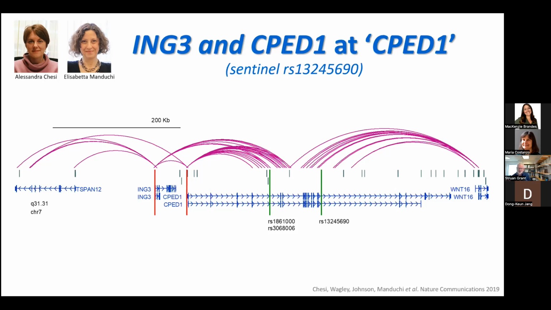But staying with the CPED1 locus, the green bar you see on the right, ending with the SNP, that's the top SNP, the sentinel SNP for us with the kids. It's not open and it's not looping to a gene promoter, whereas two SNPs in very close proximity to each other, so close they're in the same ATAC-seq region, were open and were contacting two gene promoters. It wasn't Wnt16, it was CPED1 and ING3. And ING3 really hadn't been on anybody's radar with respect to this region.